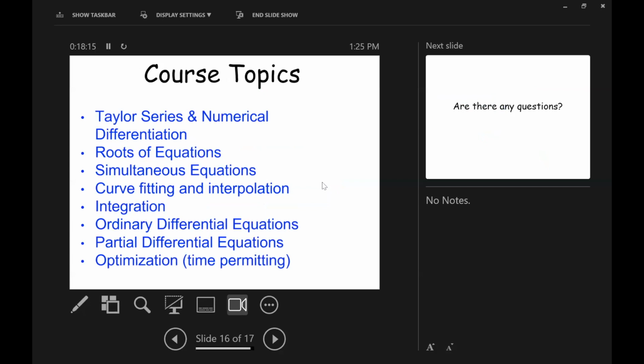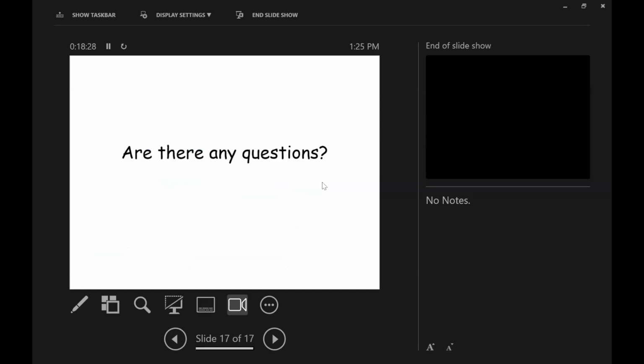Okay, so the last bullet point is these are the topics. The last one, optimization, I'll do it if time permitting. It's very useful and important, but what we are required to do is up to partial differential equations. Okay, questions? Are there any questions?